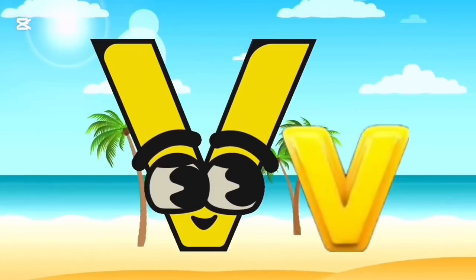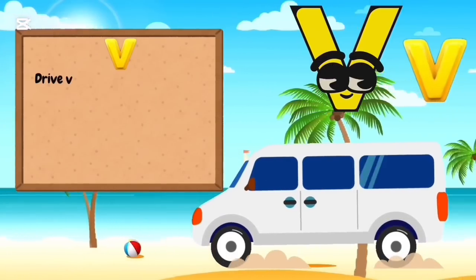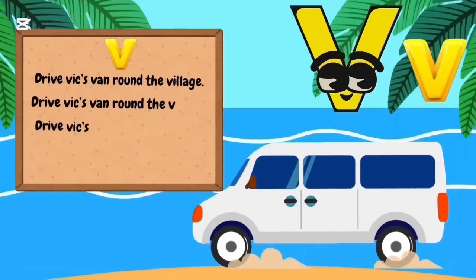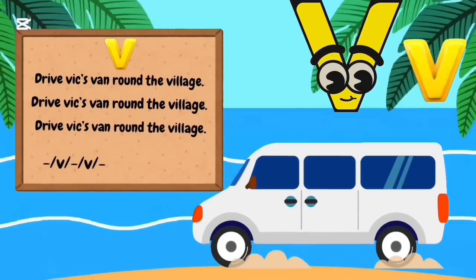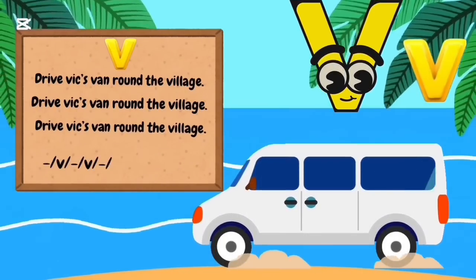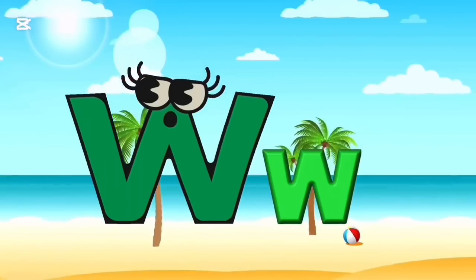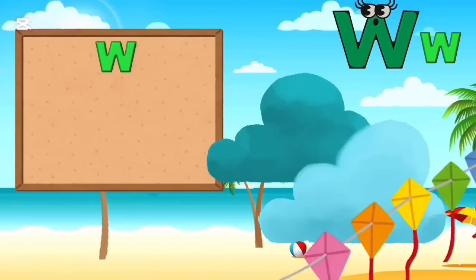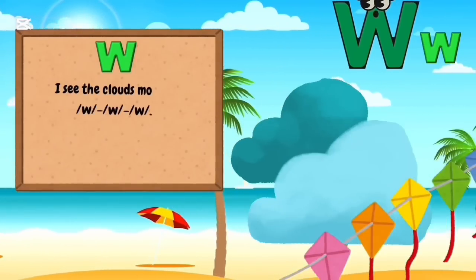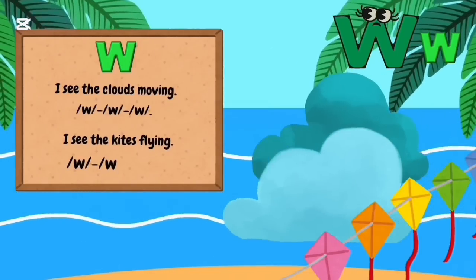V, v. Drywicks went round the village. V, v, v, v, v. V, v. I see the clouds moving. I see the kites flying.